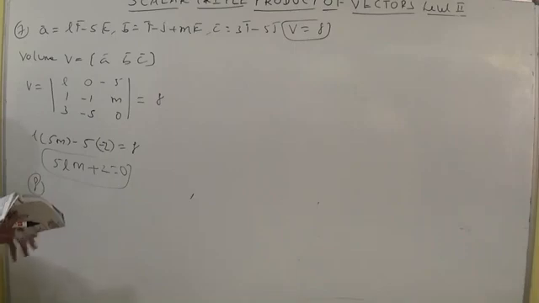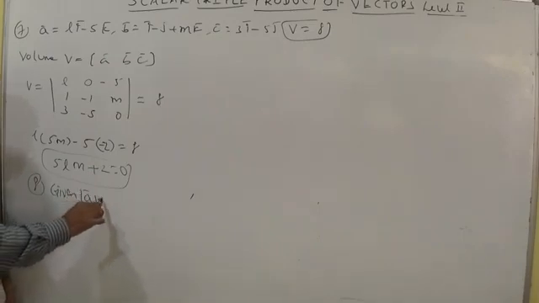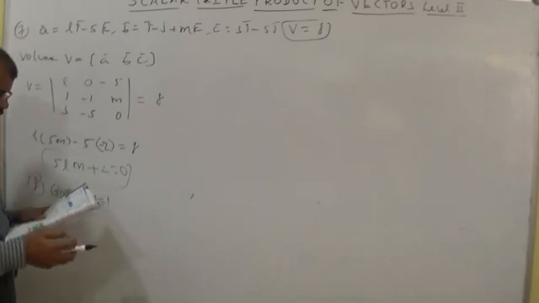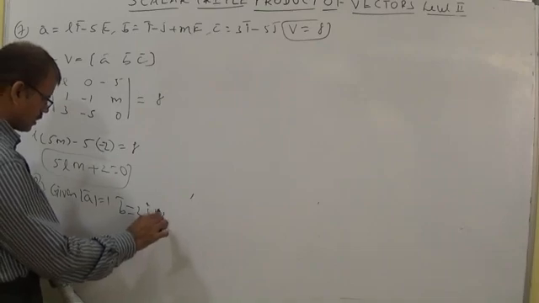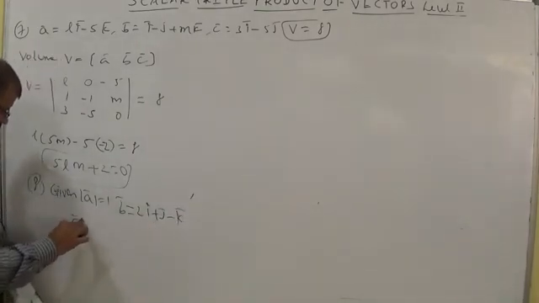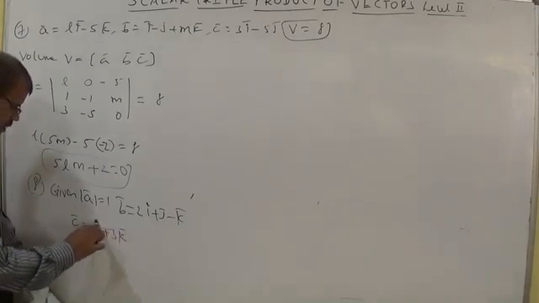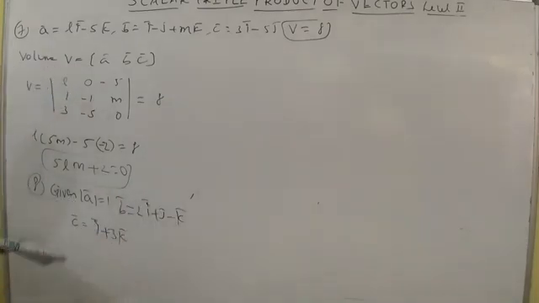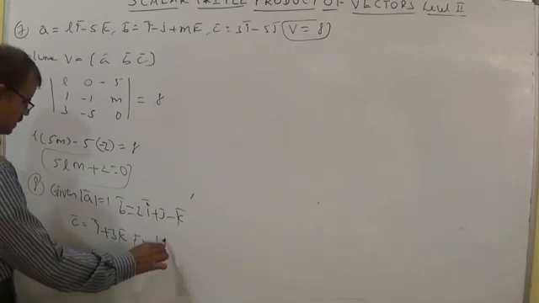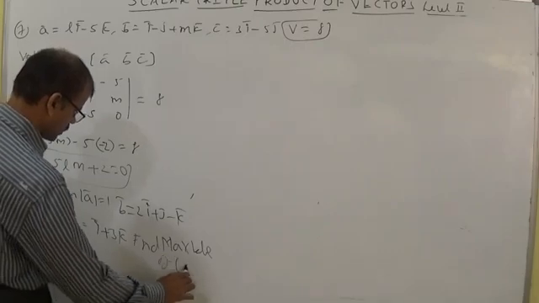4th option. Eighth question: let A bar be a unit vector, so mod A is equal to 1. B bar is equal to 2i plus j minus k, and C bar is equal to i plus 3k. You should find the maximum value of box ABC.